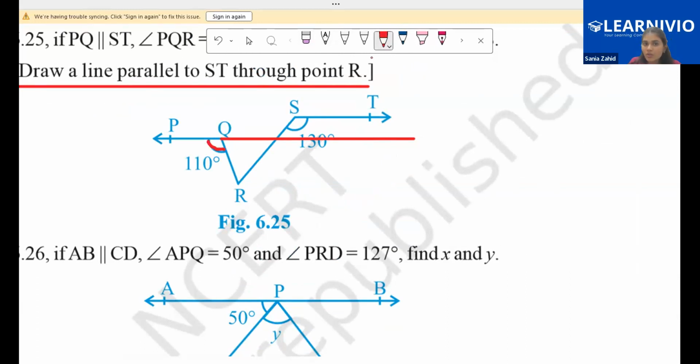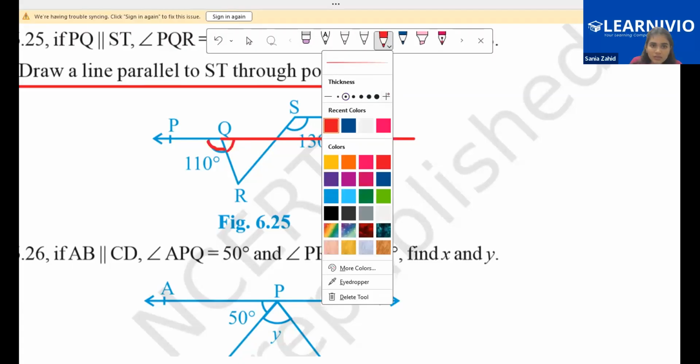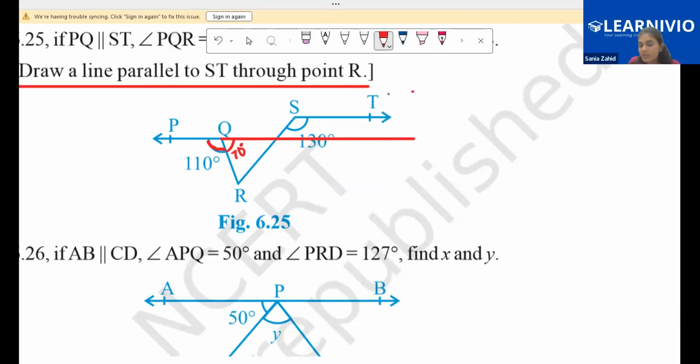This is 110. So this is how much? 70 degree. This is 70 degree, right? Because 110 plus 70 is 180. Now this is 130, so this is also 130. And this is how much? This becomes 180 minus 130, so this becomes 50 degree.